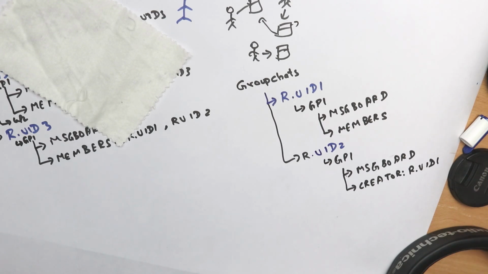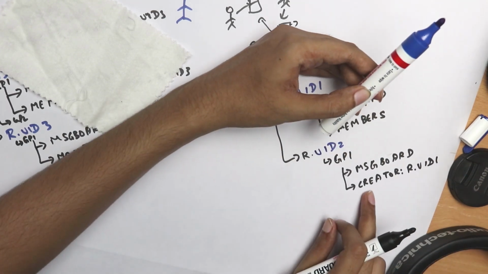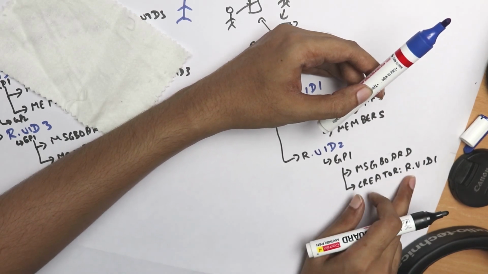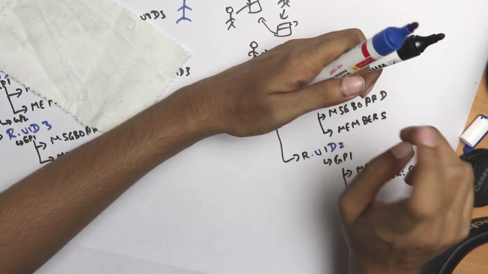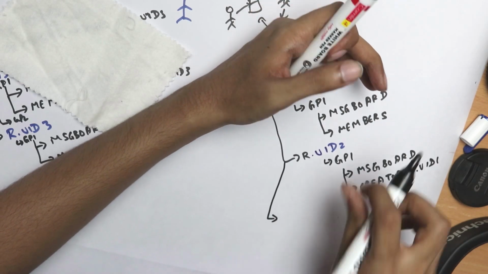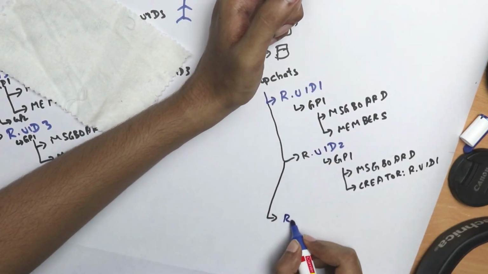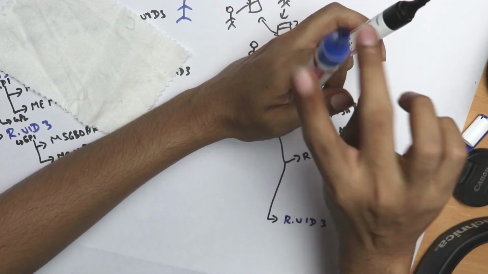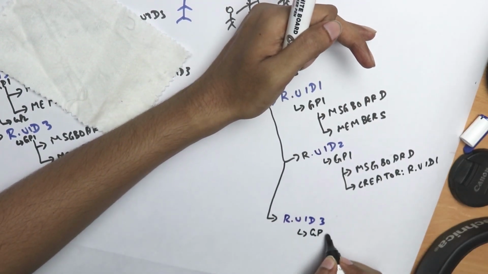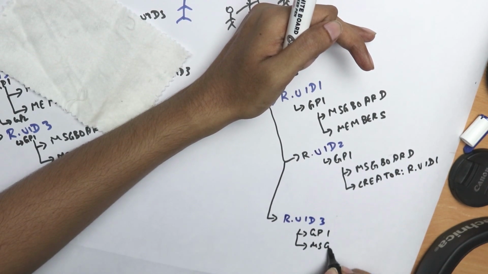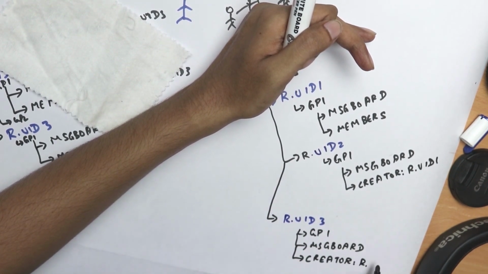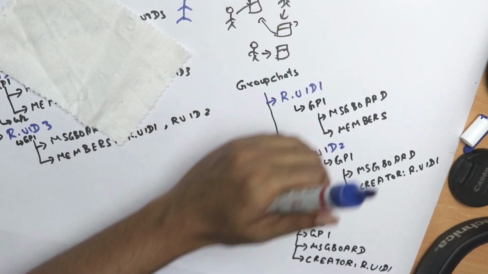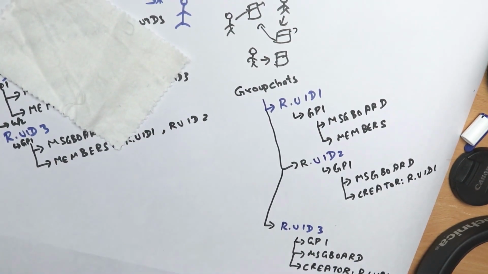Anyway, where was I? We will create a key-value pair called creator, and it will have the UID of the person who created this group. So the next time another, say for example here I am having RUID 3, this guy will have group 1, message board, again creator, RUID 1. Okay, now what's the advantage of doing it like this?